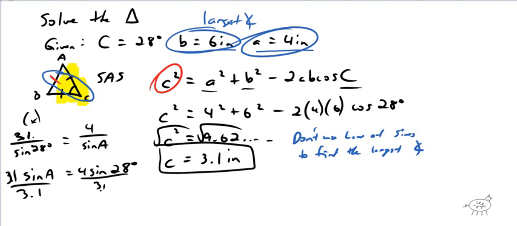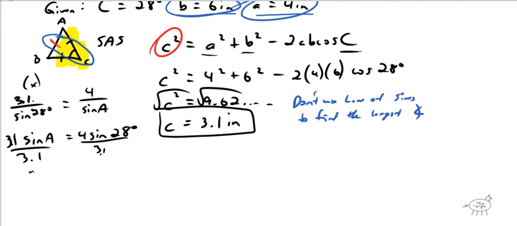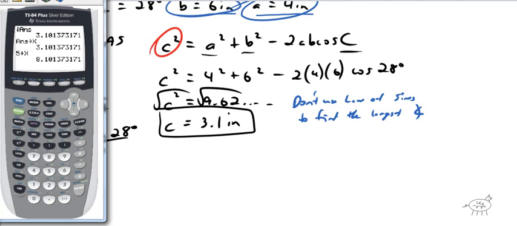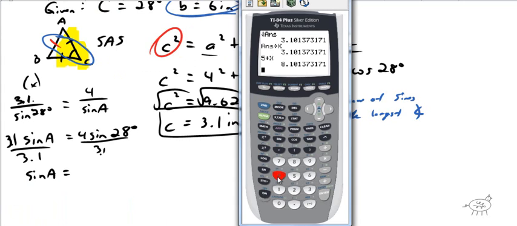Let me move this down a little bit. I'm running out of room. And I get sine of A. Now I want to multiply that out. So in my calculator, I'm going to do 4 times sine of 28, close a parenthesis. I'm going to divide that by 3.1, which is x. Okay? Because if you used 3.1, it's going to be off. So you divide by x, and you get 0.6055. That's what sine of A is.